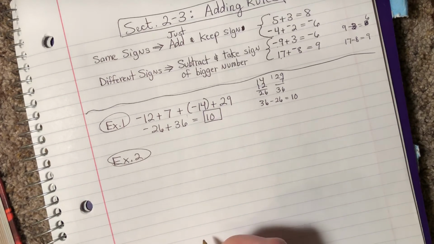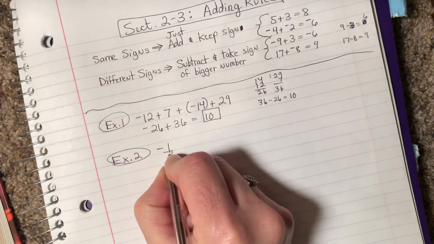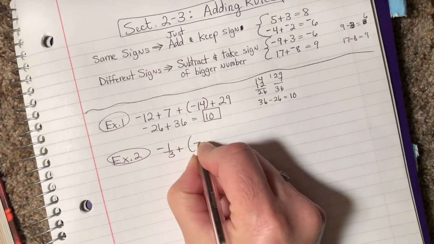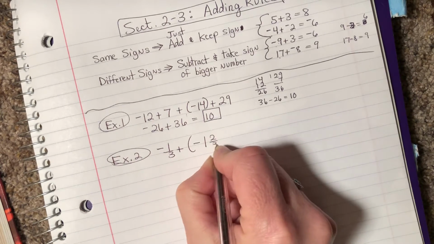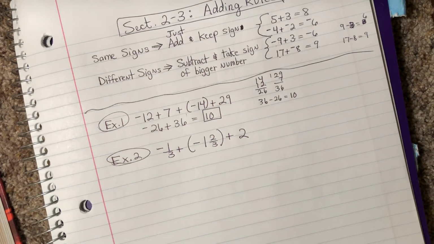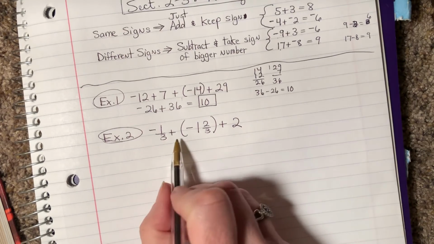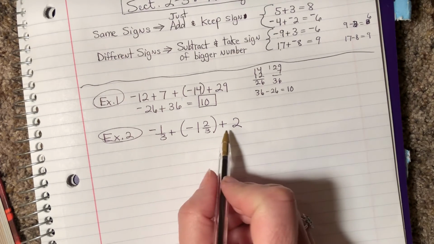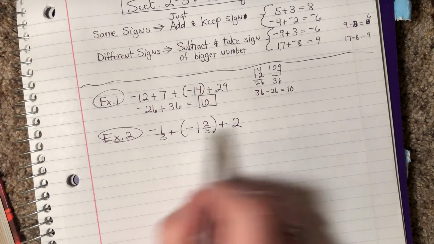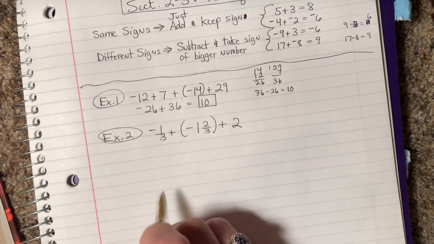Okay, that's just straight adding. Let's do this one: -1/3 plus -1 2/3 plus 2. So they're going to throw some fractions at you, but because it's all addition, you could add in any order. So I'm going to go ahead and add the two fractions to each other first, then I'm going to add the 2.